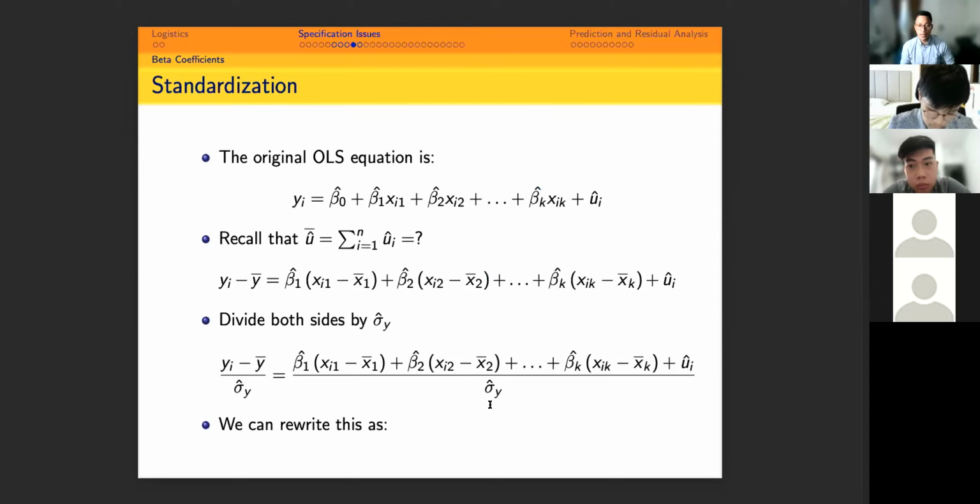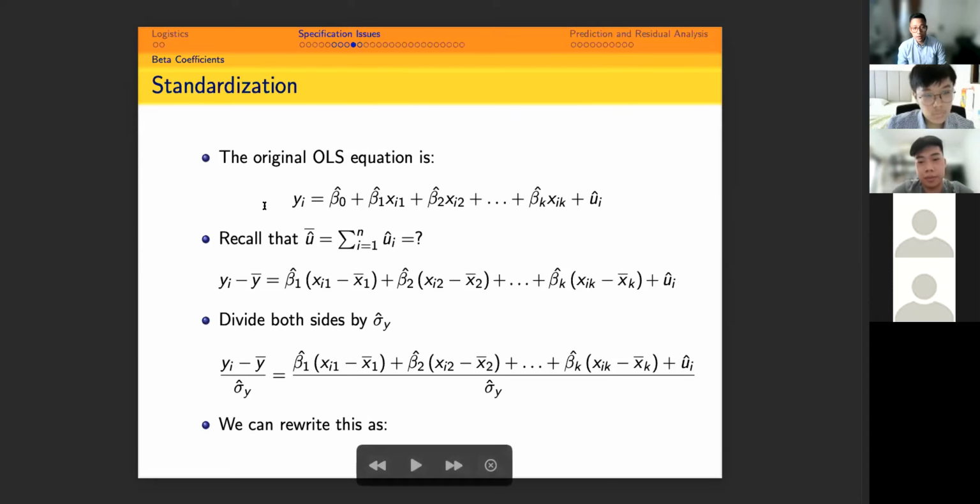So let's start with the original equation. This is going to be a very simple mathematical exercise, so I'm going to invite you to do it independently on your own. It's not going to be that difficult. Let me give you the idea of the steps for the standardization. We're going to start with the original OLS equation, and basically we're going to regress y on x1, x2, and so on until xk. From the regression, we obtain the estimated coefficients beta 0 hat, beta 1 hat, beta 2 hat, beta k hat, and so on.